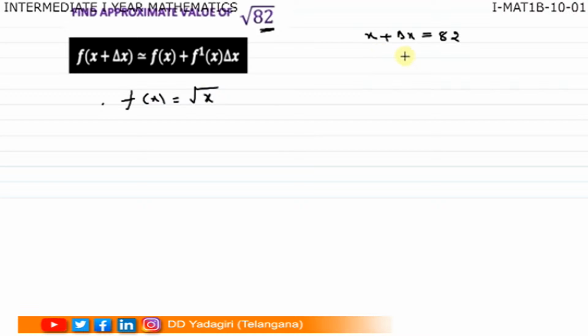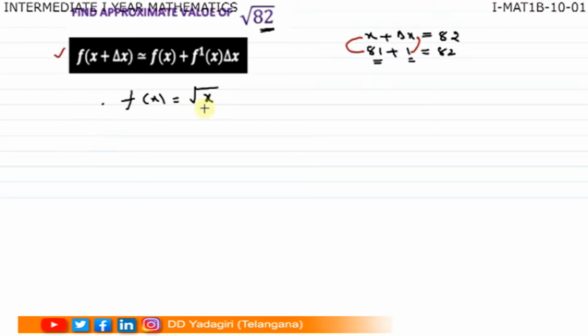Now this can be written as 81 plus 1 is equal to 82. Write down the sum of the known square root value plus the remaining part here. Now from this, x is equal to 81, sorry, delta x is equal to 1. Now using this formula, f of x plus delta x is approximately equal to f of x plus f dash x into delta x. Now solve this problem.